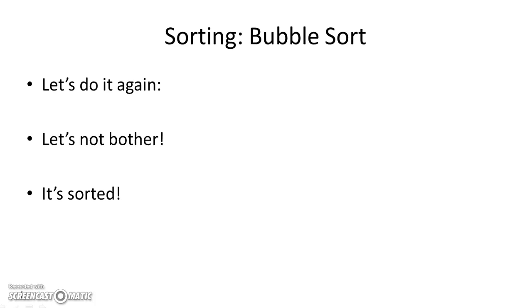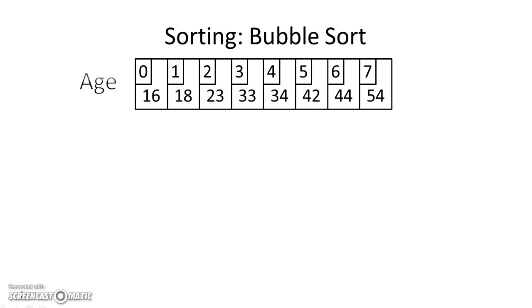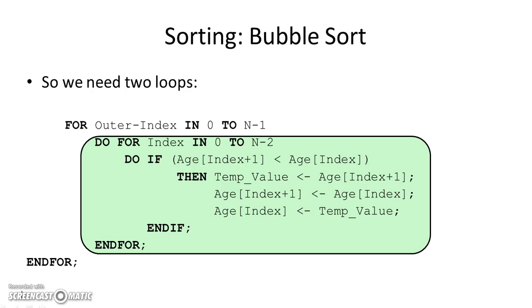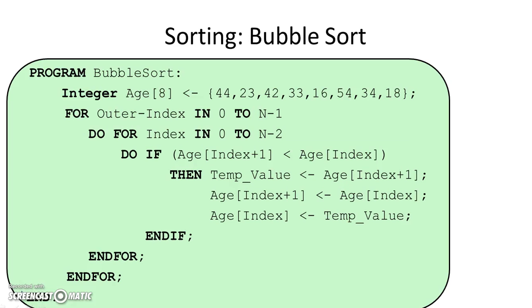Let's not bother doing it again though, because the array is sorted now. So 16, 18, 23, 33, 34, 42, 44, and 54 is all sorted now. So we need one loop that is going from the start to the end of the array, and then an outer loop around that which says keep doing that n times. So from 0 to n minus 1. Go from start to the end of the array and go back to the start again and do it again, and keep doing it until the array is sorted. And that is what Bubblesort looks like.